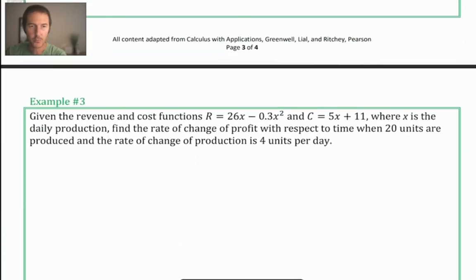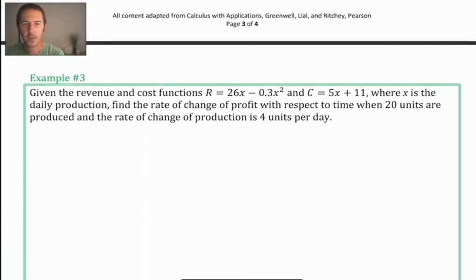And I do have one more example for you. Again, I'm seeing a capital R and a capital C, which means I think we're talking revenue and cost again here. Let's give it a read. Given the revenue and cost functions, yep, there they are, where X is the daily production. Okay, so R is in terms of X, because my R equals equation has X's on the right-hand side, and the C equals equation also is in terms of X. So X is the daily production.